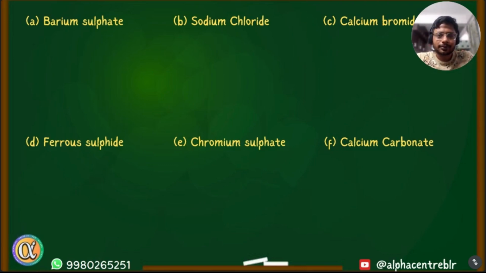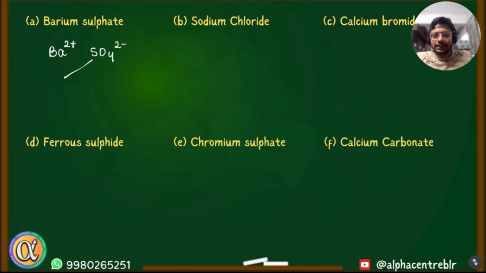Sir, it's Ba2+, no? Yeah, it's Ba with a 2 plus. Barium with a plus 2, correct. Sulfate is, I'm not sure, but SO4 2 minus. Yeah, that's correct, SO4 2 minus. Okay, here we just cancel them then. So the formula is BaSO4.